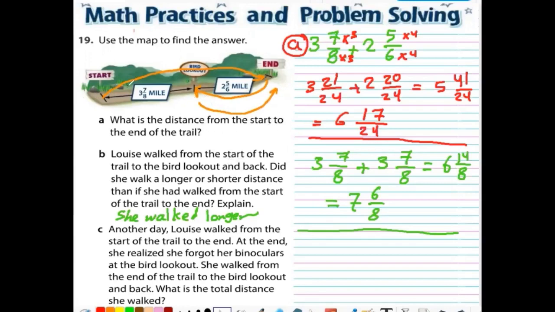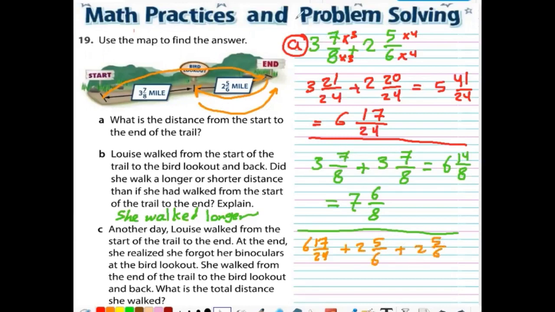I'm going to add all of this, but take a look here, guys. From the start to the end, from the start to the end. So I have in here 6 and 17 over 24. I bring it from up. Now I'm going to add it to this distance, 2 and 5 over 6. Then I'm going back, so 2 and 5 over 6 again.